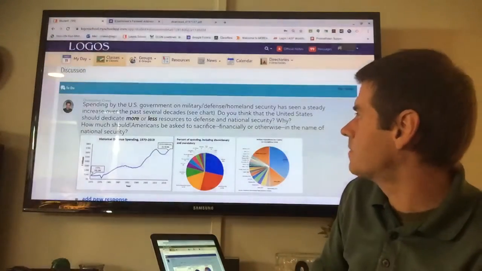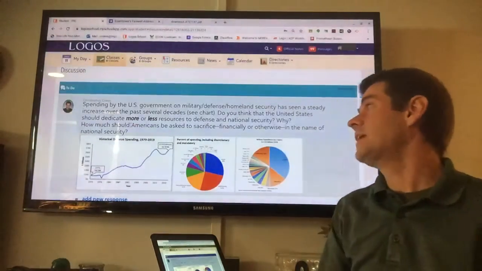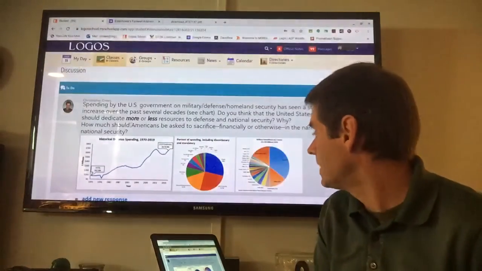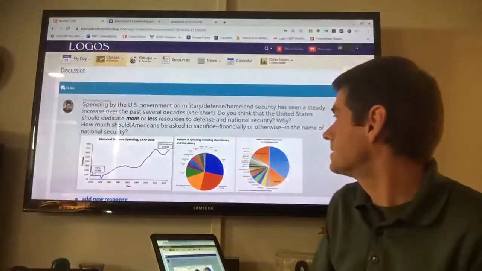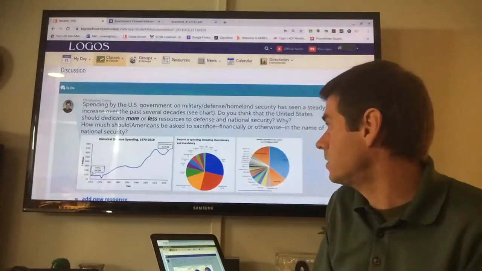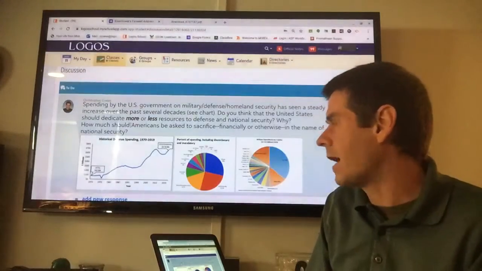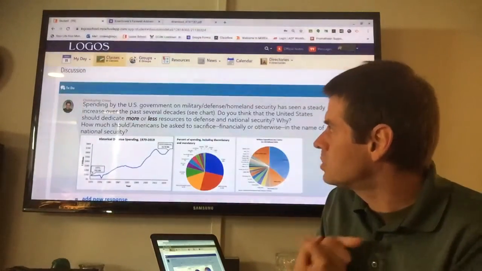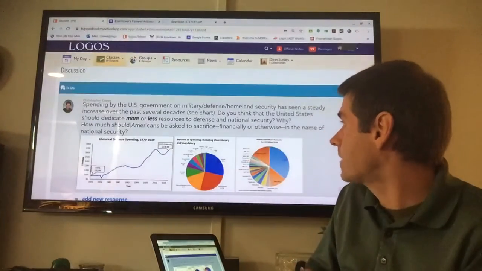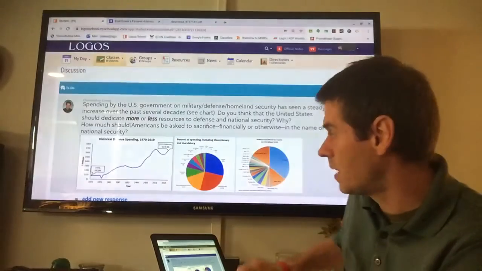Spending by the U.S. government on military, defense, homeland security has seen a steady increase over the past several decades. Do you think that the United States should dedicate more or less resources to defense and national security? More or less, or just right? And why? Doesn't matter what you say, it's just why. Why is the important part of that? How much should Americans be asked to sacrifice, financially or otherwise, in the name of national security? So that second part of the question is a big deal, right?